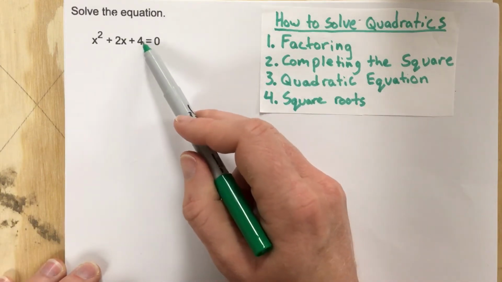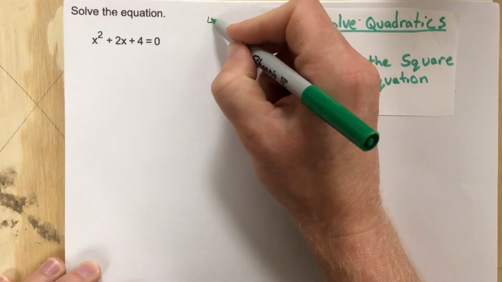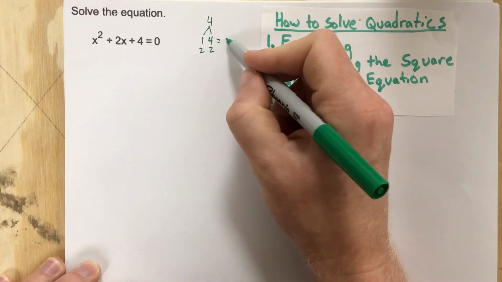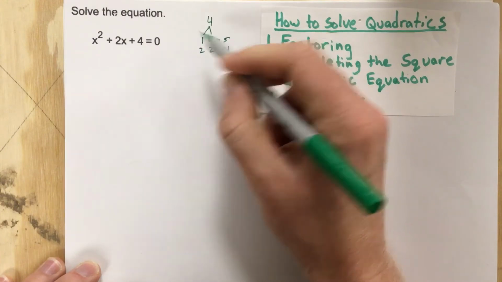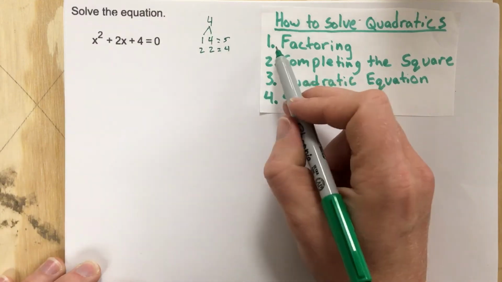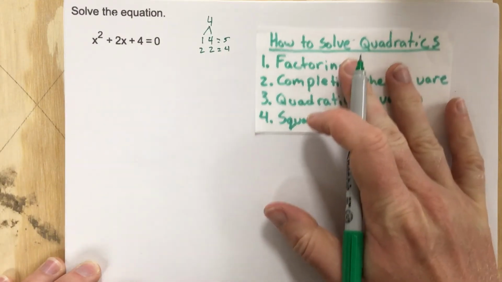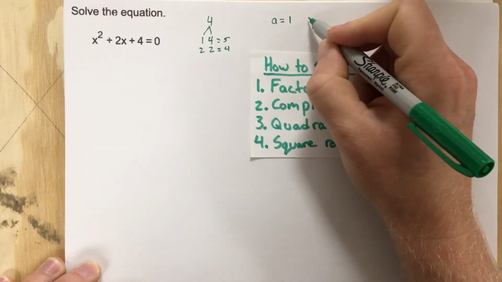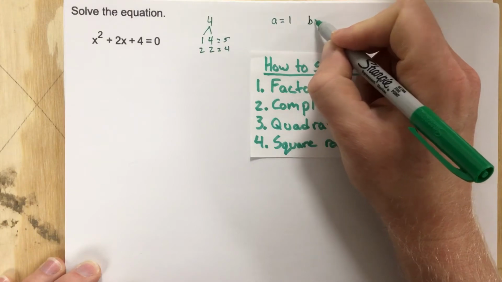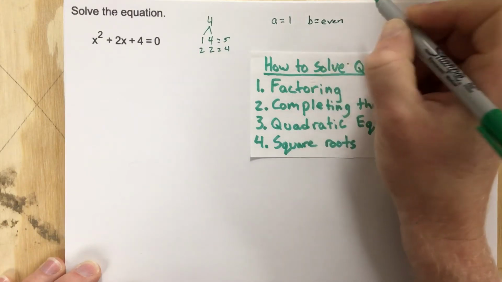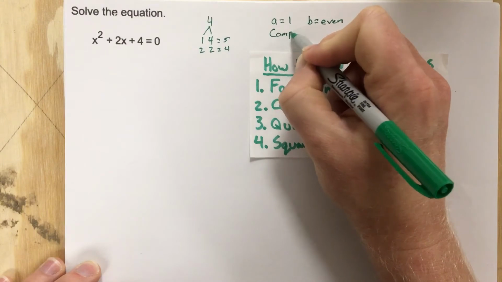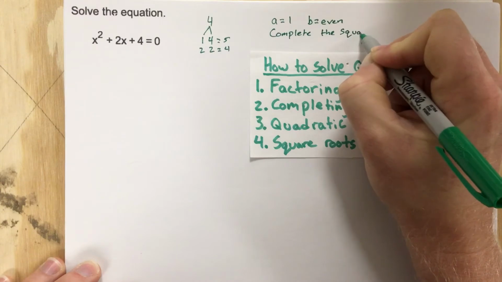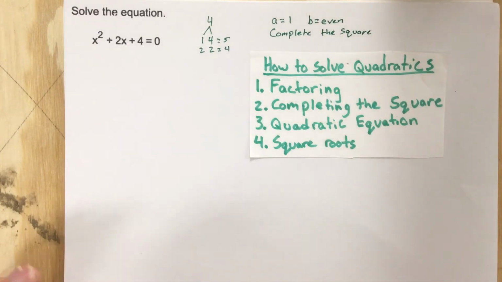When I look at the factors of 4, the factors of 4 break down to be 1 and 4 and 2 and 2. 1 and 4 add to 5, 2 and 2 add to 4. Neither of those is 2, which is the middle term, so factoring's out. Now I've said before that if a equals 1, we want to try and factor. If we can't factor, then we look at b. Is b even? If b is even, that's when we want to complete the square. And this is like the only time we want to complete the square, otherwise we'll probably just use the quadratic formula.